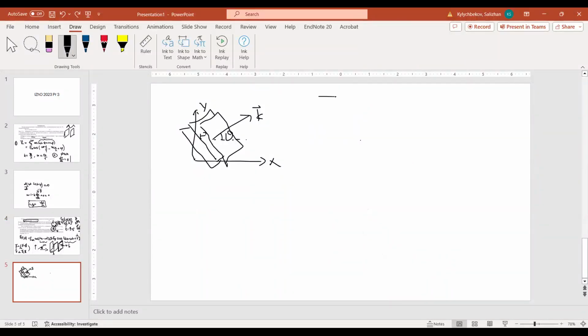We have the equation for E, a vector, E of R is a vector equal to E0 vector cosine of K dot R minus omega t plus phi.